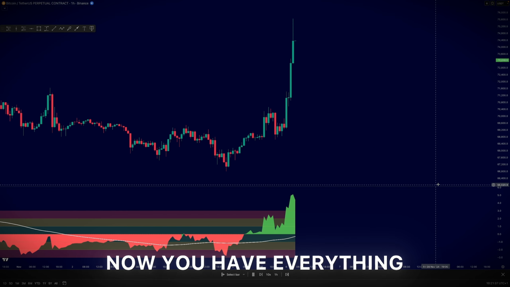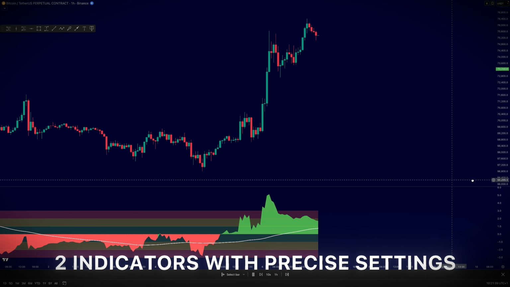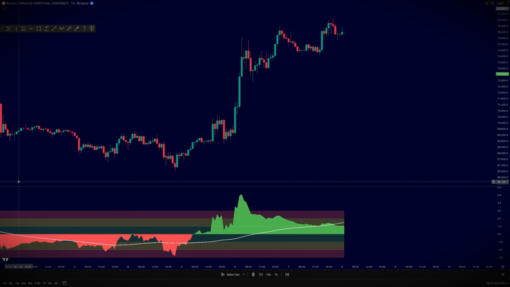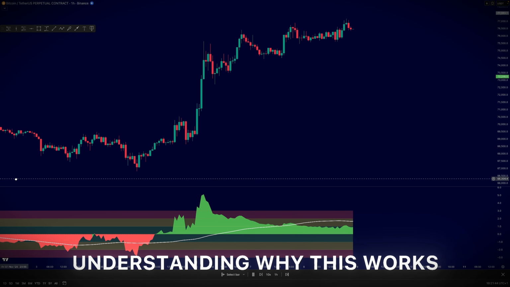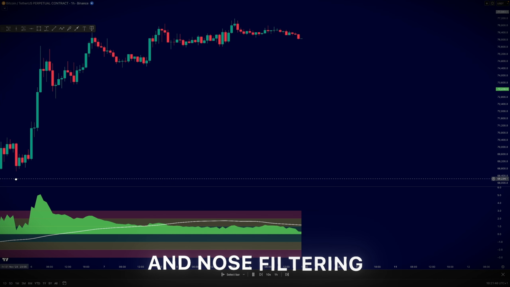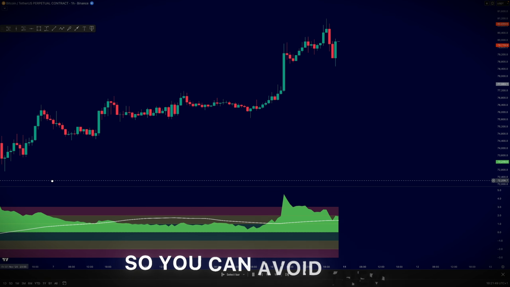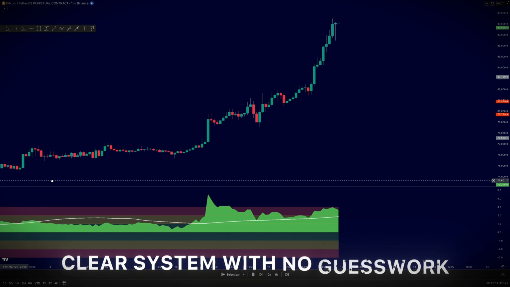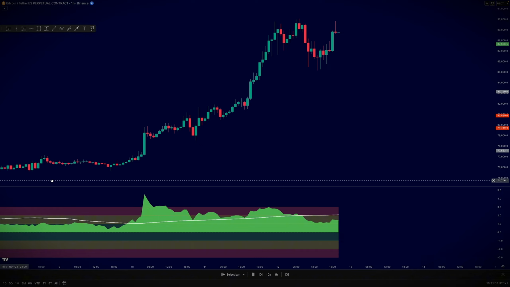So now you have everything. 2 indicators with precise settings, 3 rules you can memorize in a minute, an understanding of why this works, mean reversion and noise filtering, knowledge of common mistakes so you can avoid them, and most importantly, a clear system with no guesswork. What should you do next?